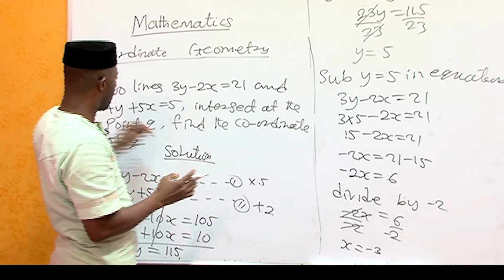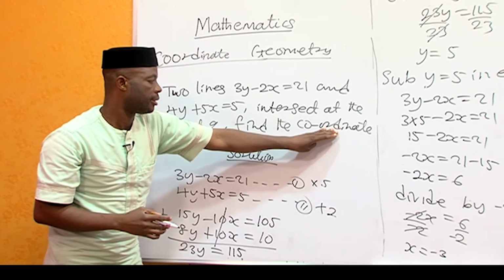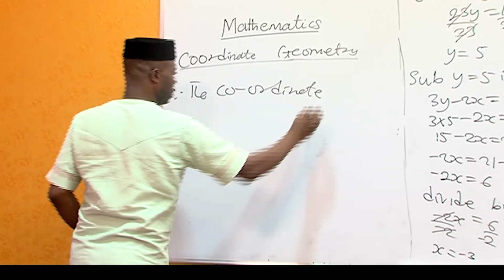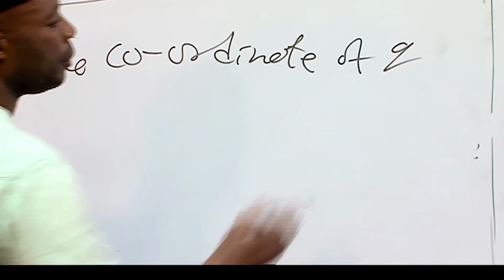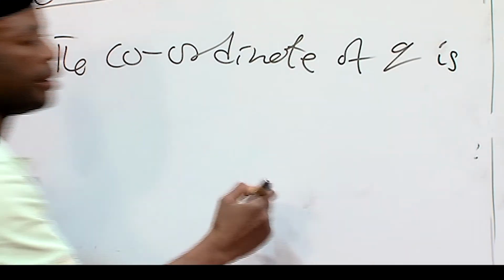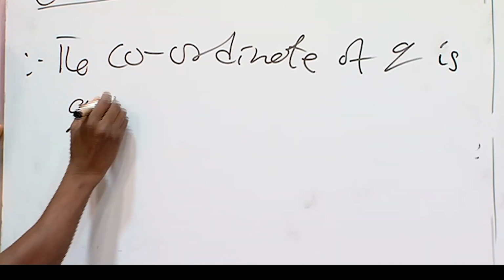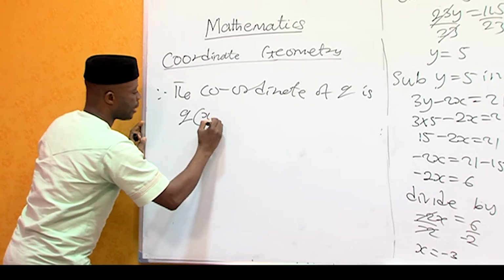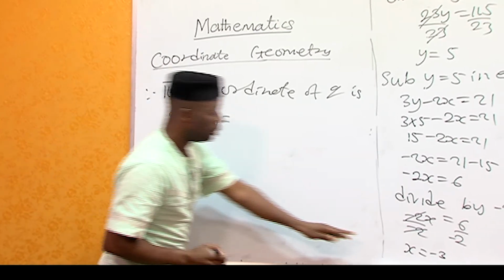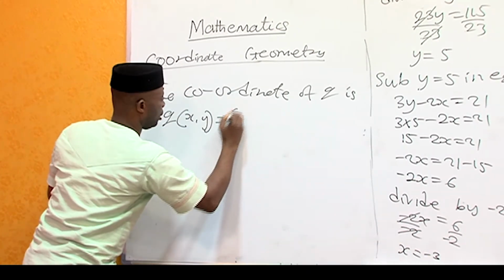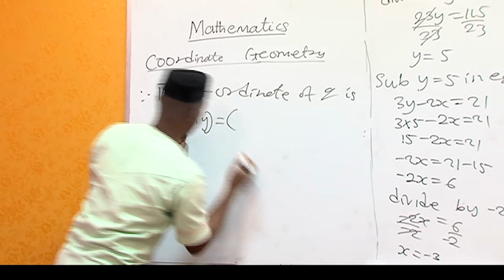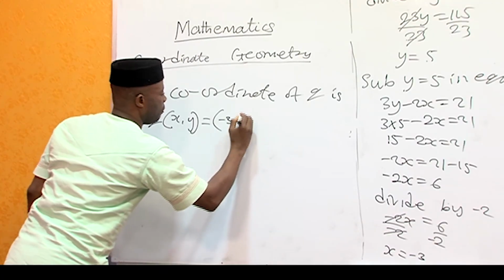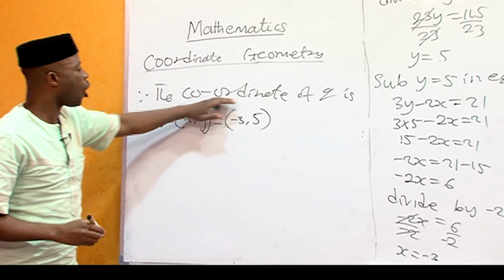So the question is, find the coordinate. Therefore, the coordinate of Q is, this is the coordinate of s and y. S is what? Minus 3. Y is what? 5. So this is the coordinate of Q.